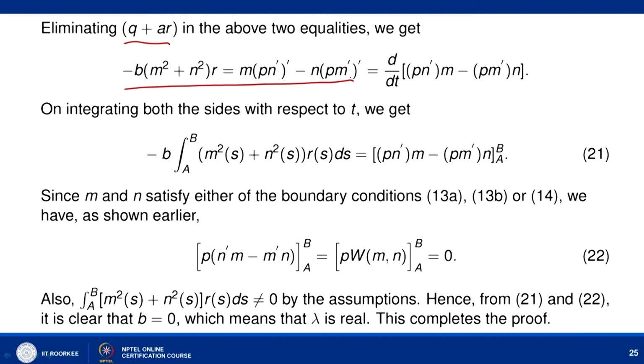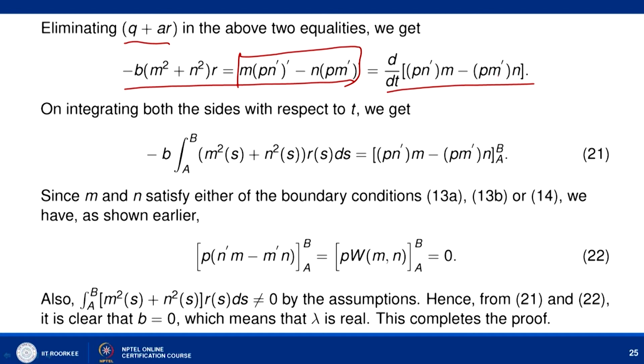Now we have already seen that this can be simplified further, and this can be written as d by dt of Pn dash m minus Pm dash n. We have this because if you simplify this, you will see that you will get this. So here we have this equation: minus b r m square plus n square equal to d by dt of Pn dash m minus Pm dash n.